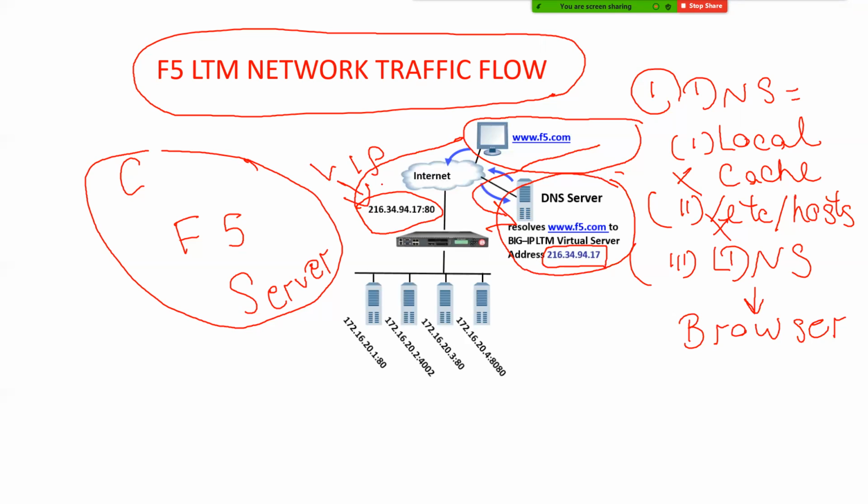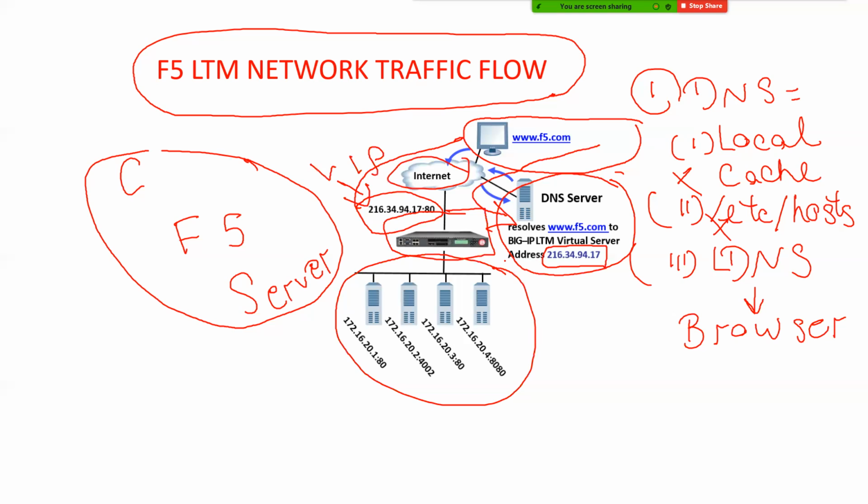So now in this case, how will traffic flow? Let's go to the next picture. Here we have a browser, we have the internet, we have the F5 box, which is an intelligent box. Then we have backend servers. So this is the initial scenario.